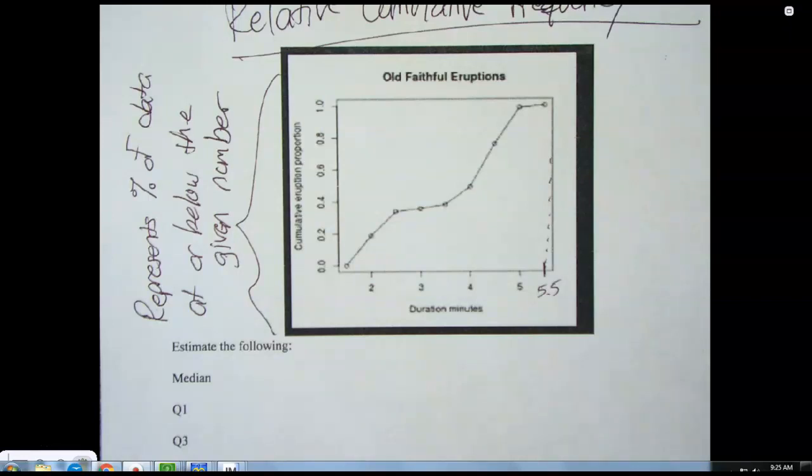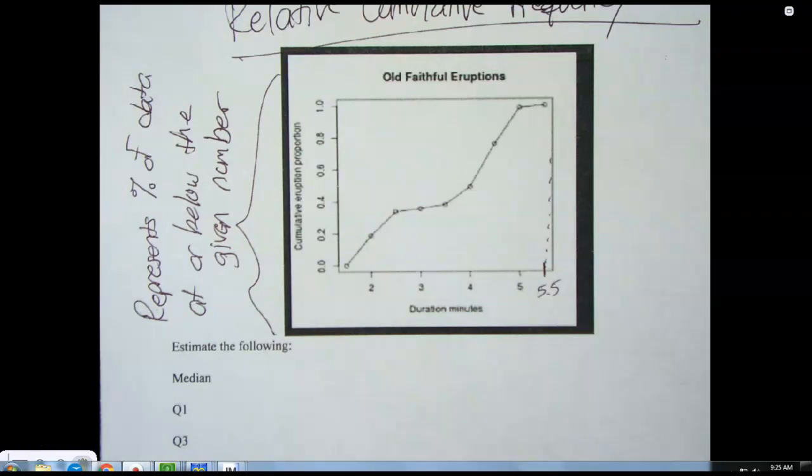You need to know how to read this two ways, starting from the minutes or starting from the percent. So if I said what percent of the data is at or below 4 minutes, or that could be phrased as what percentile is 4 minutes, I'll go up. Is that straight up and down?